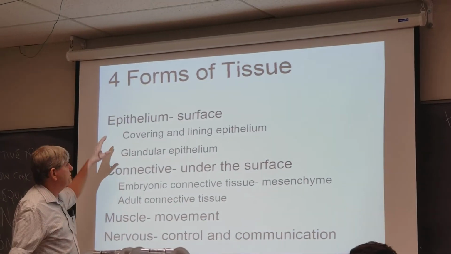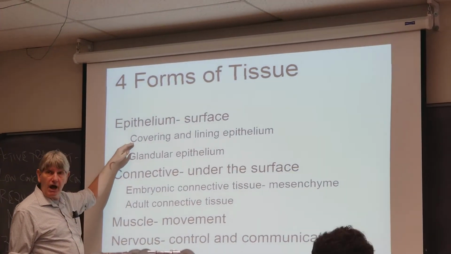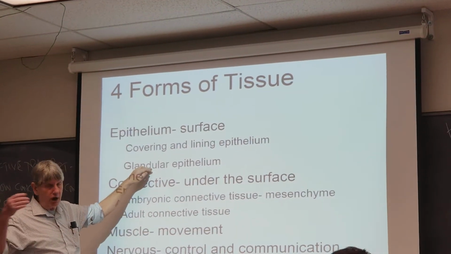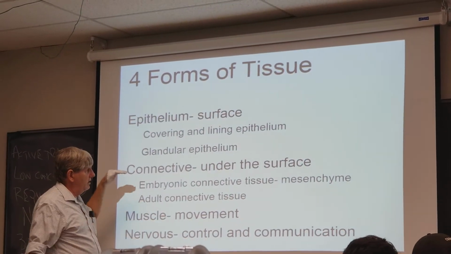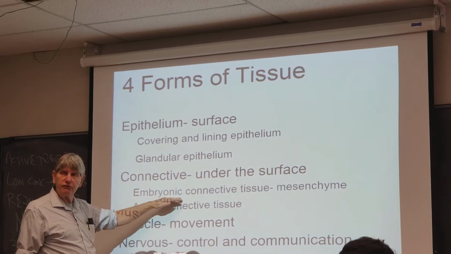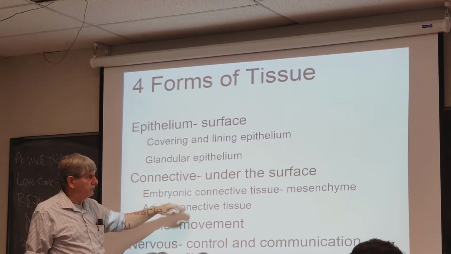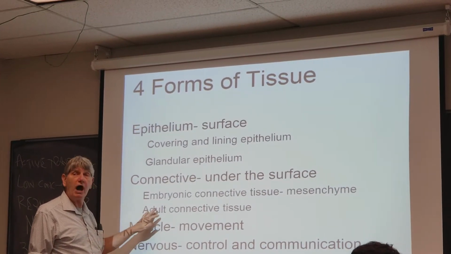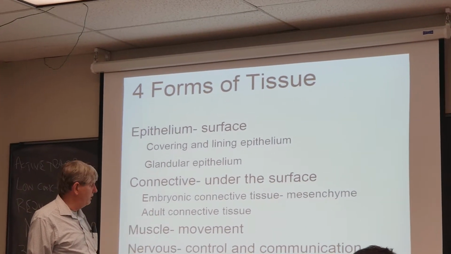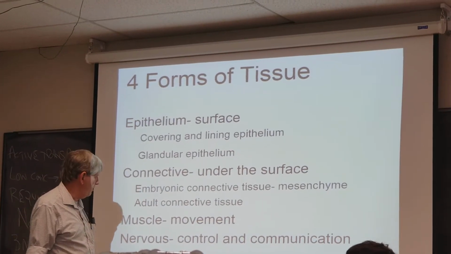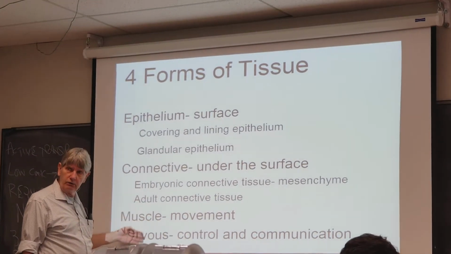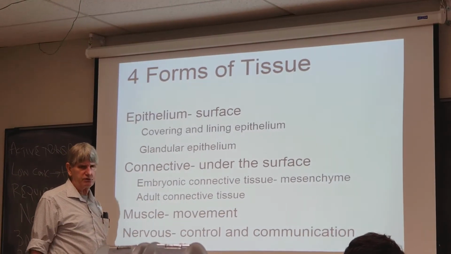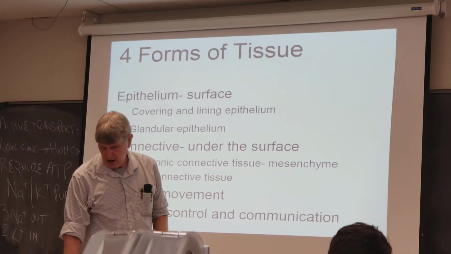Now, we will be talking under epithelium about covering and lining. That's our surface stuff. We're going to talk a little bit about glands briefly, and later on we'll see more with those. Under the connective tissue, we're going to talk about stuff in the embryo, mesenchyme, which gives rise to all the adult connective tissues, 4 kinds of adult connective tissues. Muscle and nerve we talk about later. They'll come up with the systems. These are the ones we're going to be talking about right now.